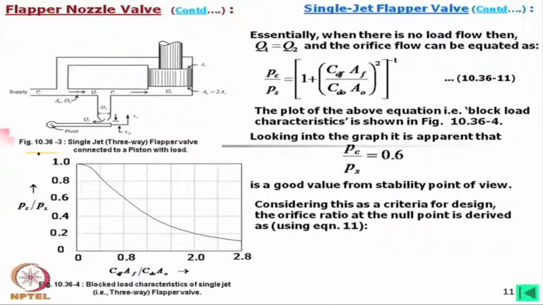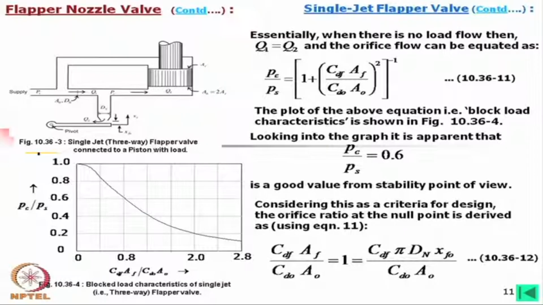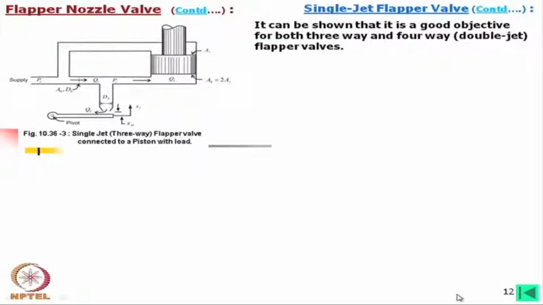Considering this as a criteria for design, the orifice ratio at the null point is derived as... Now this value we would like to put 1, because this pressure we want half, P c by P s is half. So, that means this we would like to put 1. So, this ultimately derived into this form, and then it can be shown that it is a good objective for both 3-way and 4-way.